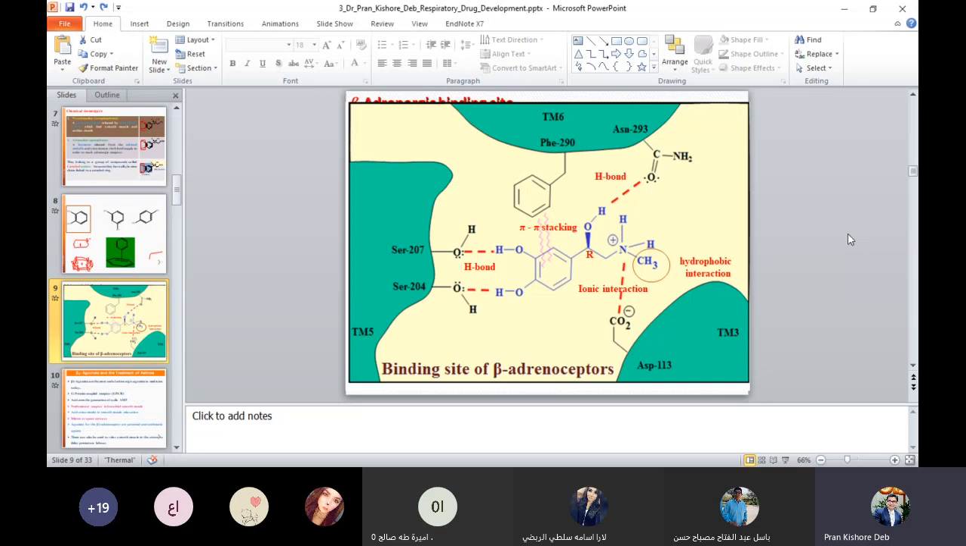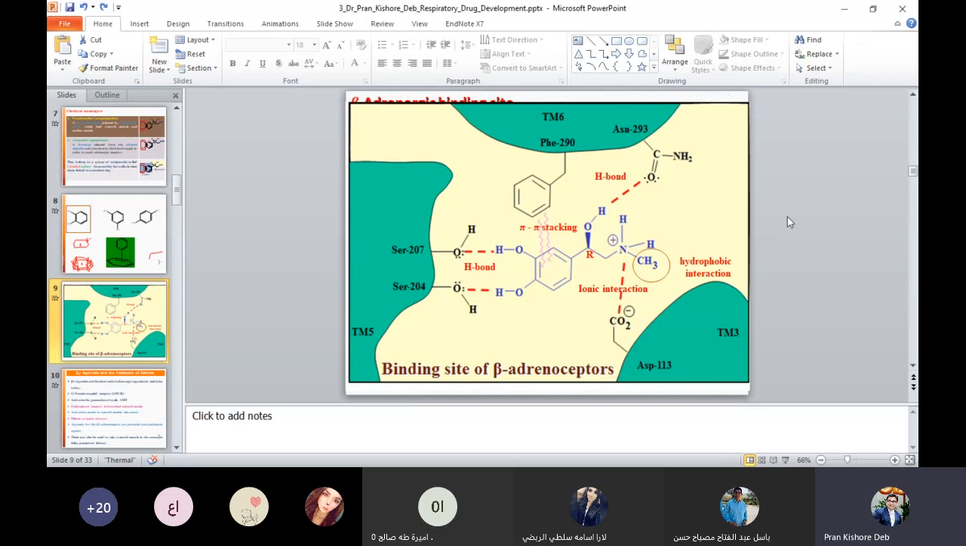So regarding the alkyl group, I quickly summarize. You need to remember 2 points. The alkyl group is responsible for the selectivity of the drug, and it shows hydrophobic interaction by inserting into the hydrophobic pocket of the receptor. Regarding the alcoholic OH, it is very important for potency, right? It must be in the R form. In the R enantiomer, it remains above the plane and is able to form hydrogen bonding interaction with the amino acid ASN293, right?